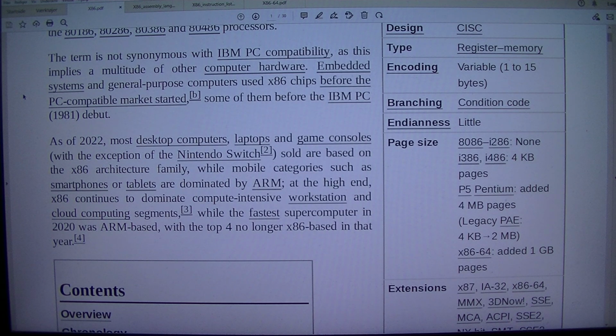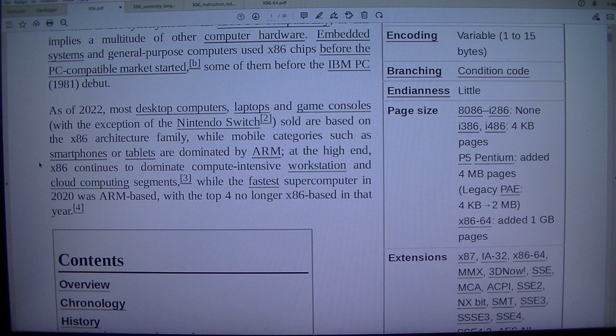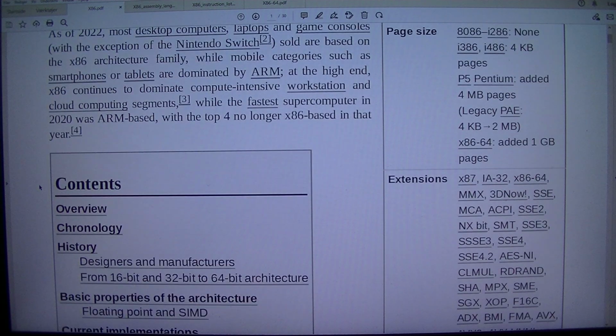The term is not synonymous with IBM PC compatibility, as this implies a multitude of other computer hardware. Embedded systems and general-purpose computers used X86 chips before the compatible market started, some of them before the IBM PC's 1981 debut. As of 2022, most desktop computers, laptops and game consoles, with the exception of the Nintendo Switch 2, sold are based on the X86 architecture family, while mobile categories such as smartphones or tablets are dominated by ARM. At the high end, X86 continues to dominate compute-intensive workstation and cloud computing segments. While the fastest supercomputer in 2020 was ARM-based, with the top 4 no longer X86 based in that year.